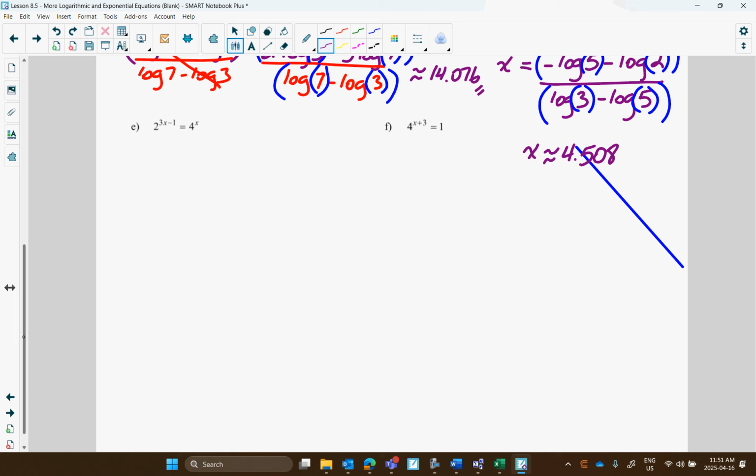So notice whenever I have exponential equations, there's two types of exponential equations, just like there's two types of log equations. So I check to see if I can make the bases the same. If I can't, I log both sides and go from there. How can I change the right-hand side? The 4 is base 2: 2 squared, to the x.